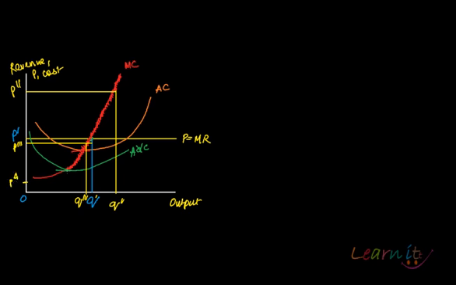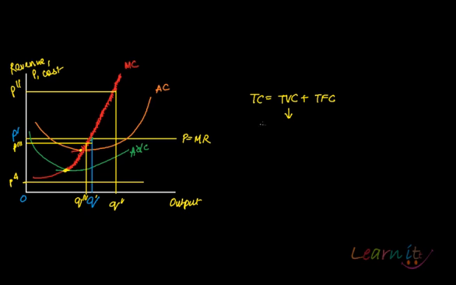It is even below this minimum of AVC. Should the firm produce anything at all? Is the firm able to cover its average cost here? At this point, the average cost curve is lying somewhere here. It is not able to cover its average cost with such a low price. Is it able to cover its average variable cost? No, not even that. So think about it. Your TC is basically TVC plus TFC. I am not able to cover even this TVC.